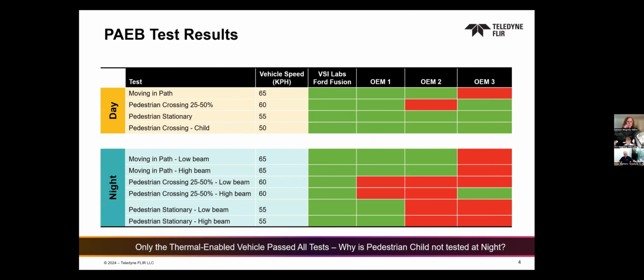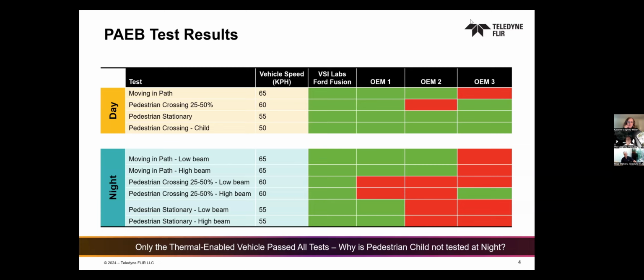The test results we achieved are shown in this chart. So the VSI vehicle is in the first column here, and then we tested some commercially available 2024 models in these additional columns. The green box indicates that we passed the test. A red box indicated that we failed the test. The test criteria that's specified is one failure and you failed the test. And we did four passes for the passing test.